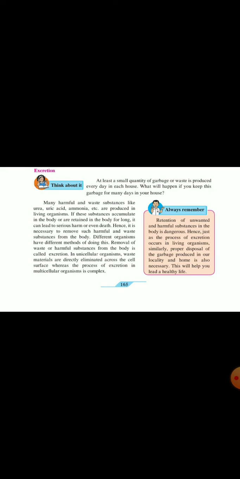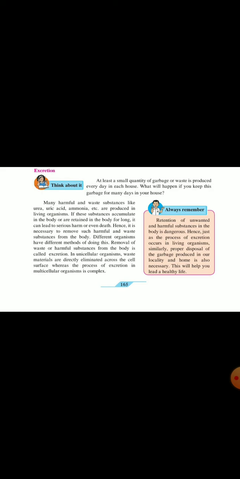If these substances accumulate in the body or are retained in the body for a long time, it can lead to serious harm or even death. Hence, it is necessary to remove such harmful and waste substances from the body. Different organisms have different methods of doing this.